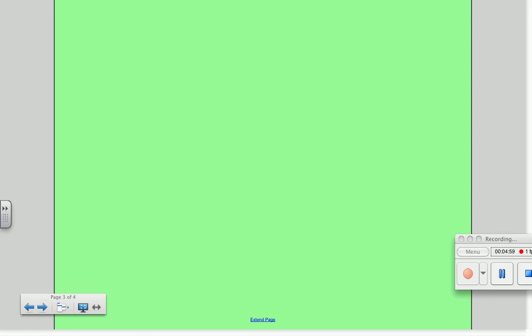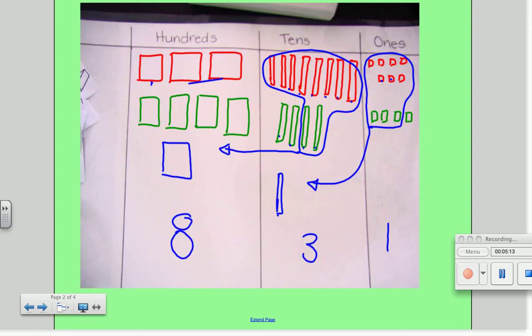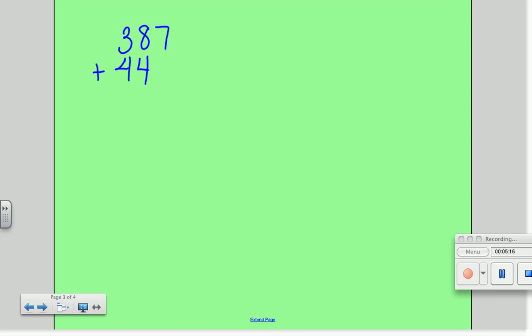Okay? We can show it on paper like this. 387 plus 441, was it? 444. Okay. So, if I have 7 and 4 ones, how many ones do I have? 7 and 4 is 11. I take the ones digit and I put it in the ones column.